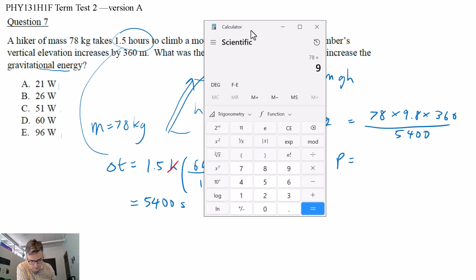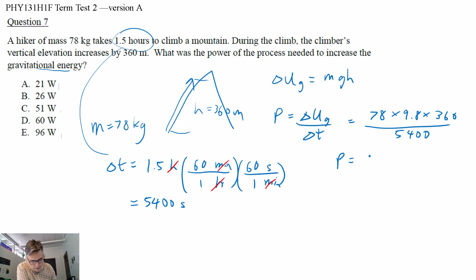78 times 9.8 times 360 divided by 5,400 gives 50.96. And that is going to be in watts, closest to 51 watts.